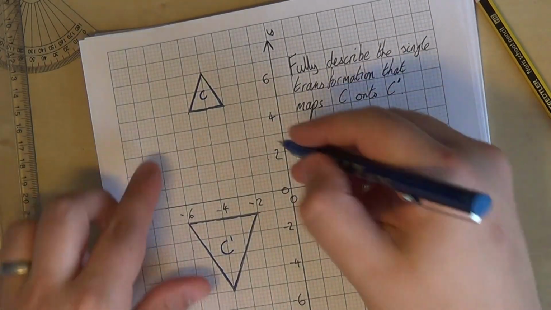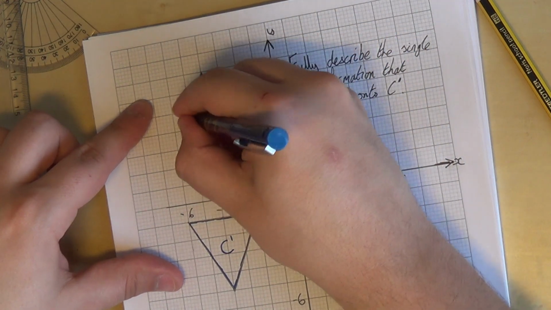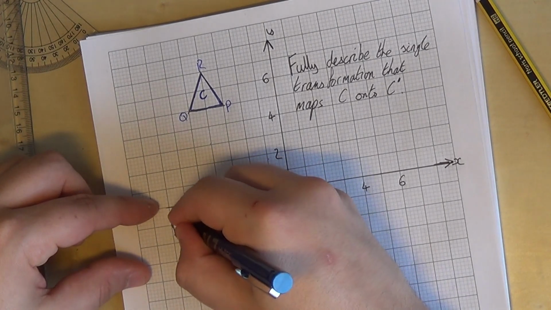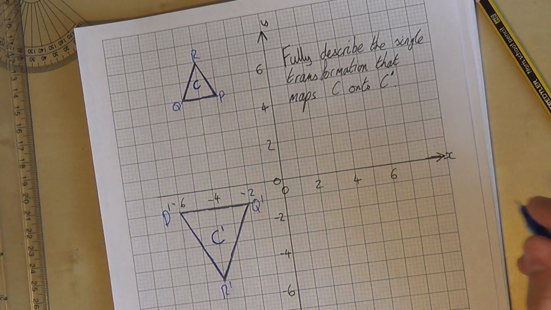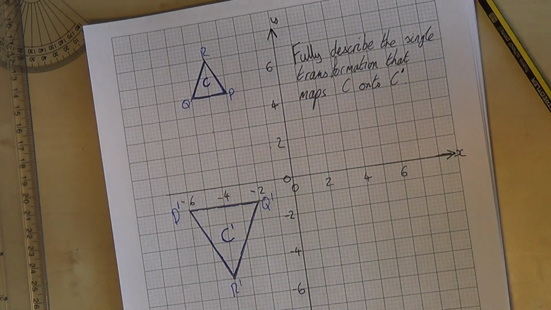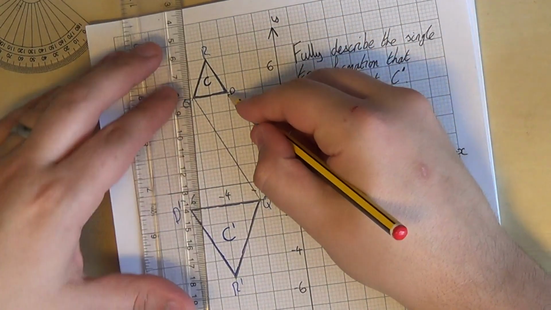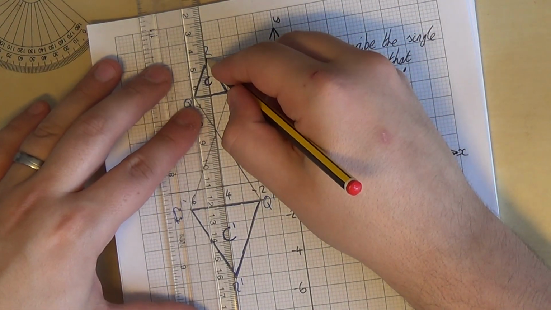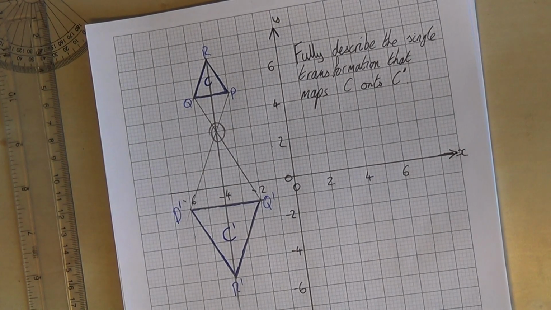So if we label these vertices as P, Q and R, I happen to know that that would have been P prime, and that would be Q prime, and that would be R prime. And that means that when we do our edge joining, our vertex joining with our rays, we in fact get something sensible. They meet there, which is kind of cool.